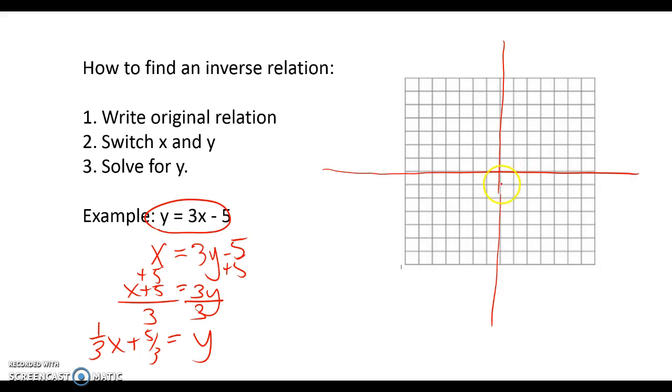The original line has a y-intercept of -5, and it's up 3/1. So here's the original function right here. All right. Now what I want to do is draw the line y equals x, which sits something like this, right? It's got a slope of 1, and it's through the origin.